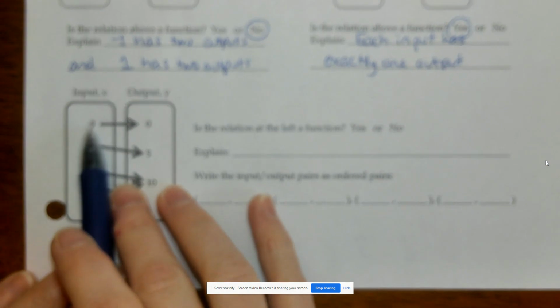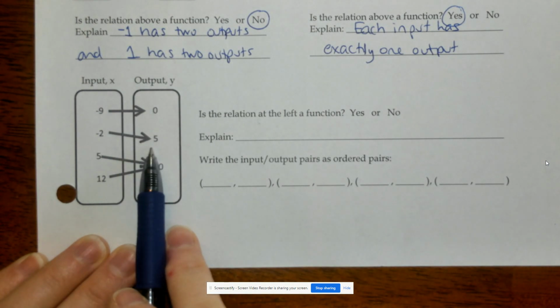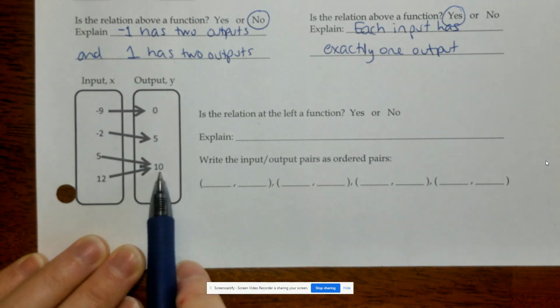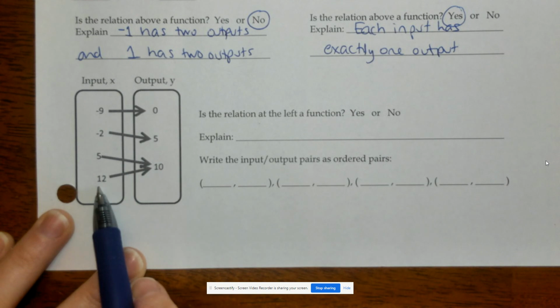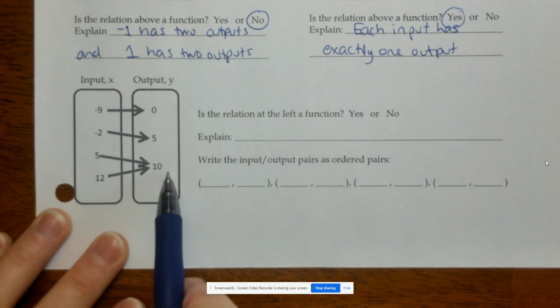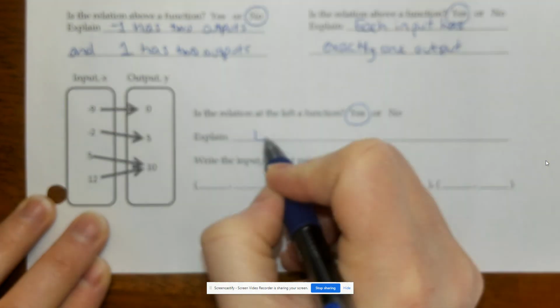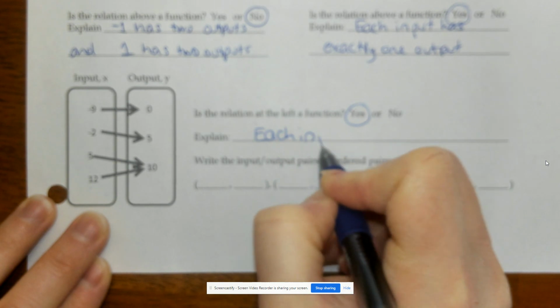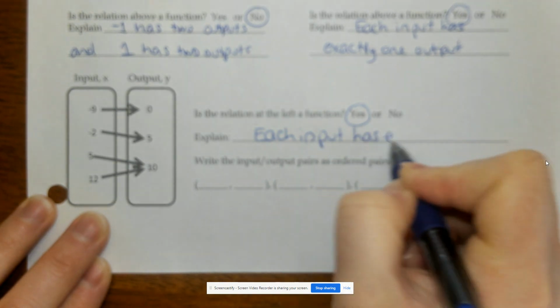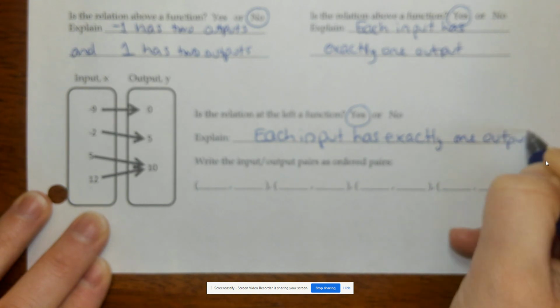So for the input -9, output 0. Great, one output. Input -2, output 5. Great, one output. Input 5, output 10. Great, just one output. Input 12, output 10. Great. Each input has exactly one output. Never said anything about whether or not there could be repeats. So yes, each input has exactly one output.